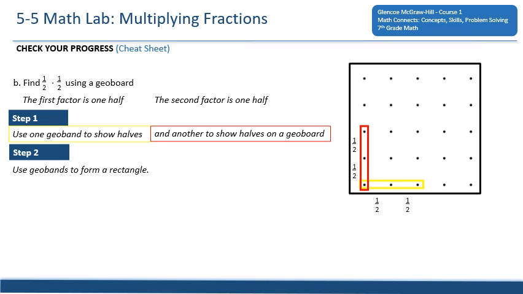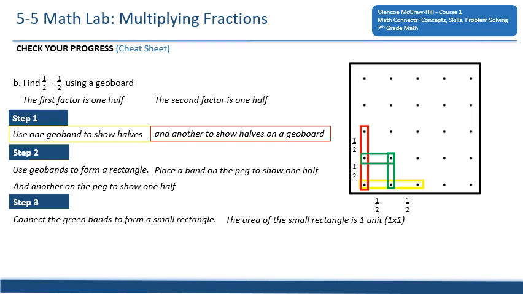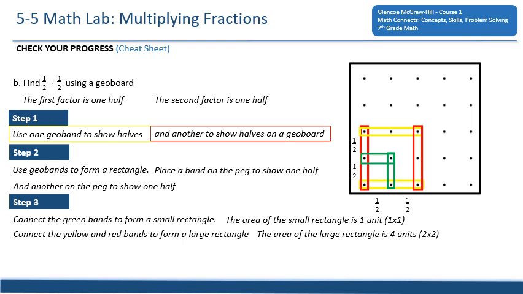And use geobands to form a rectangle. Because it's 1/2, we're going to put a green geoband at 1 and 1. Then we're going to connect the green bands to form a small rectangle, which has an area of 1 unit, so 1 times 1. And then we're going to connect the yellow and red bands to form a large rectangle. The area of the large rectangle is 4 units, or 2 by 2. So 1/2 times 1/2 equals 1 times 1 over 2 times 2, or 1/4.